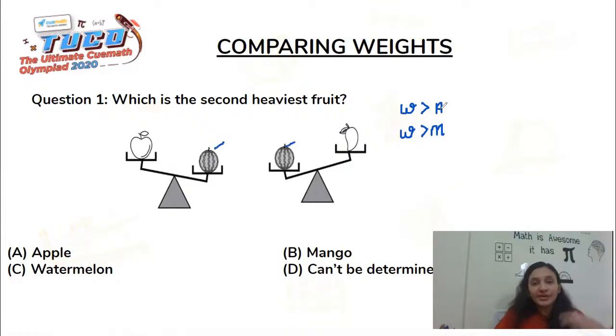But we do not know exactly the comparison between the apple and the mango, because as watermelon was the heaviest among these 3 fruits, it would anyway weigh down both apple and mango. But between these 2, we do not know which is heavier.